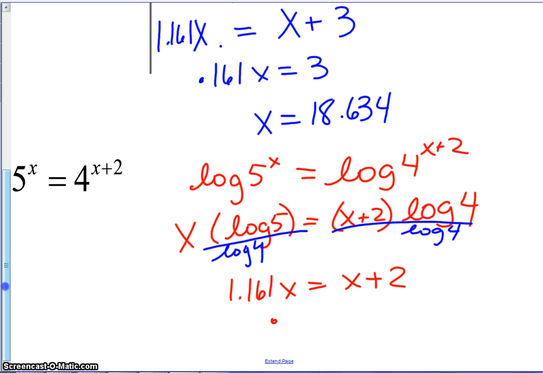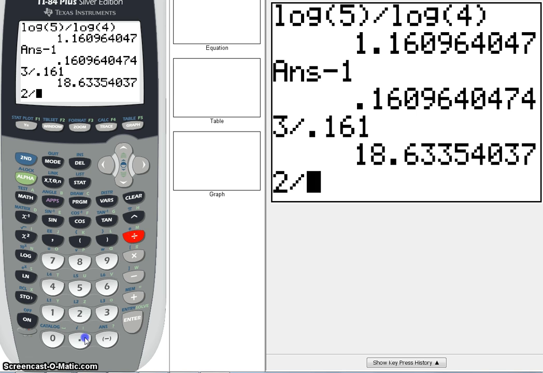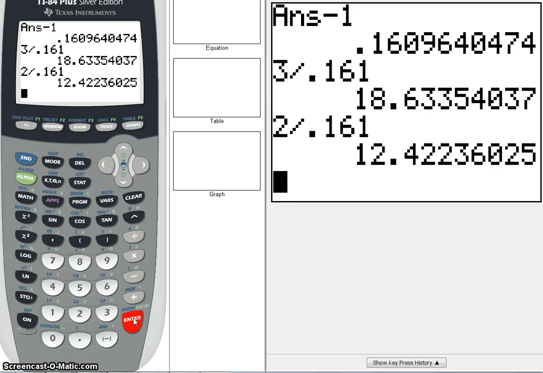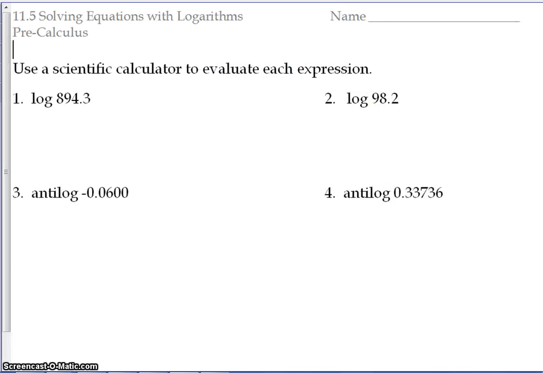When I subtract 1x from both sides, I get 0.161x equals 2. So my problem just becomes what's 2 divided by 0.161. I get a final answer of 12.422. So my x in the end was 12.422. The hardest part is going to be just using your calculators. So I want you to complete the worksheet, the 11.5 worksheet.